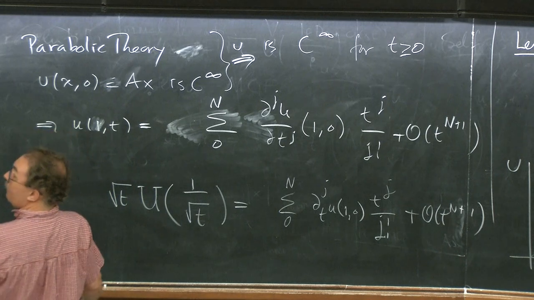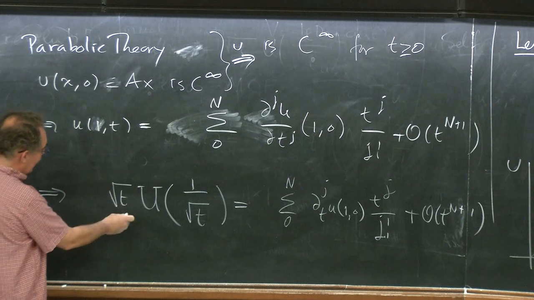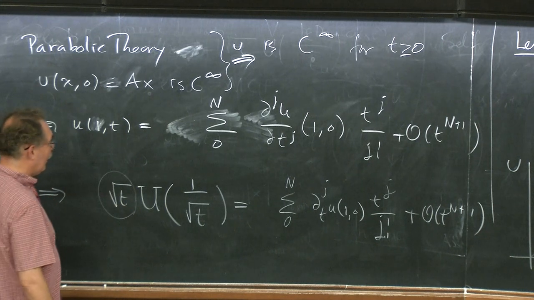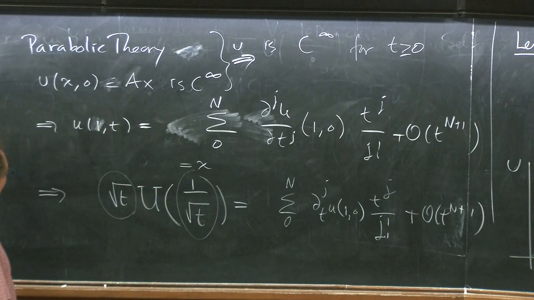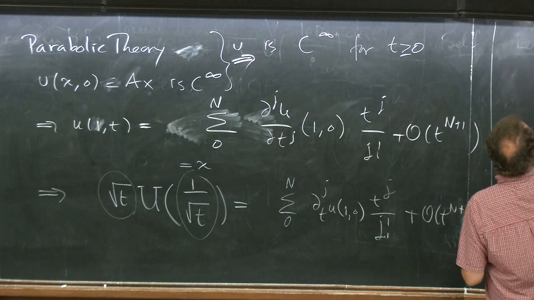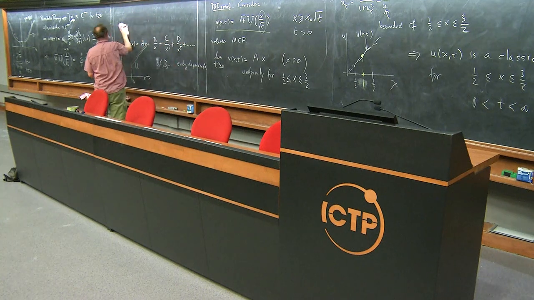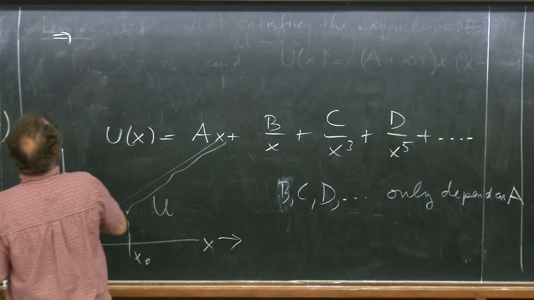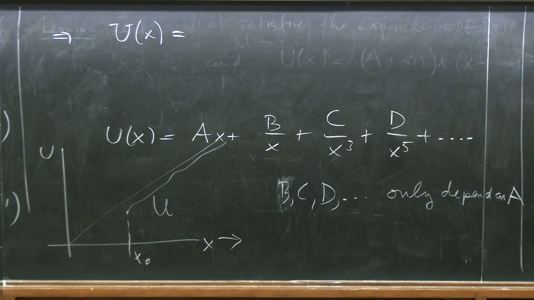And now I'll set, having done this, let square root of t be x. So x is 1 over square root of t, so t is 1 over x squared, and what you get is, okay, I divide by square root t on this side, that's the same as multiplying with x.